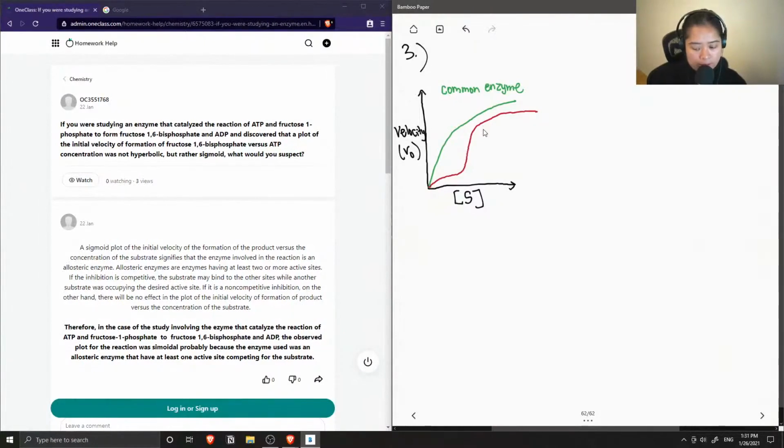So when we have a sigmoid curve, this tells us that our enzyme is allosteric. So let me write that down over here. When we have a sigmoid curve, also known as an S curve, this tells us that our enzyme is allosteric.